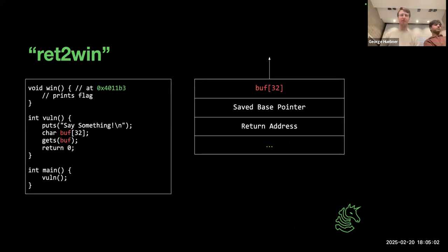So again, a prototypical example, ret to win. There's a similar challenge like this under Pwn 3 on ctf.sigpwny.com, but we just have some win function. Wait, one second. Does anyone here know, first of all, or remember from Pwn 1, what's wrong with the piece of code on the left? Anyone remember?